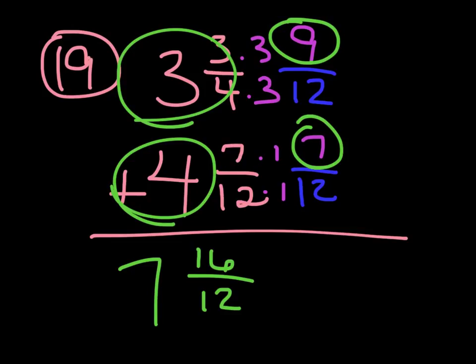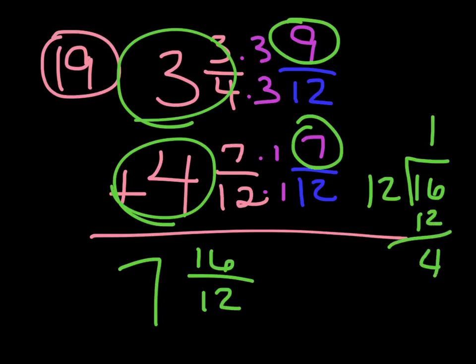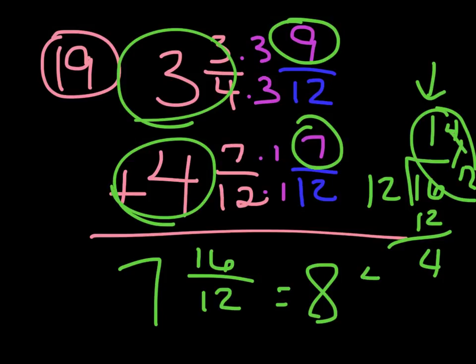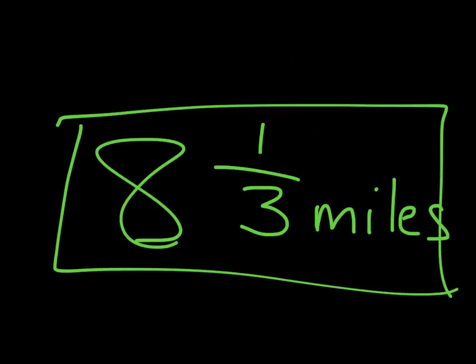And then you just want to convert the improper fraction to a mixed number by dividing. And you're going to add that to the 7. 7 plus the 1 gives you 8. And then 4/12. Of course, you can see you can divide 4 and 12 by 2. And that gives you 2 over 6, which of course you can reduce again to 1/3. So your final answer is going to be 8 1/3 miles.